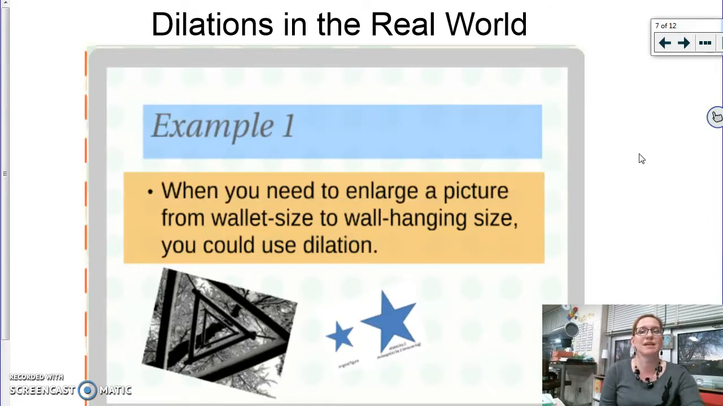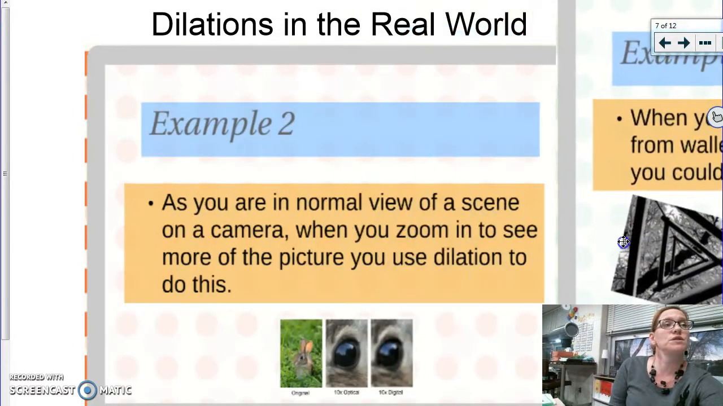So here are just some examples of where dilations and knowing about dilations can be useful in the real world in a workforce. The first example here is when you need to enlarge a picture from a wallet size to a wall hanging size. You can use a dilation. When you have all your different pictures and picture frames, you have your different sizes. Well, you want to make sure everything increases by a scale factor so you don't have people looking weird or different. So picture taking is a huge example of dilations being used.